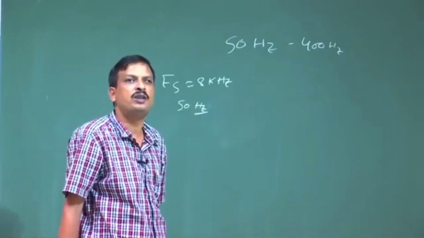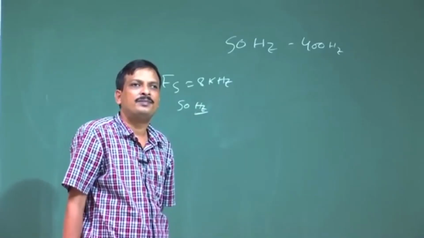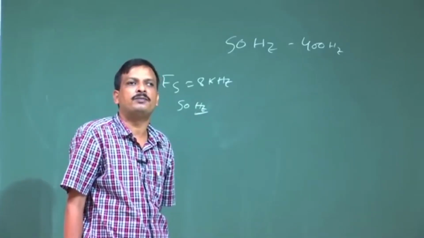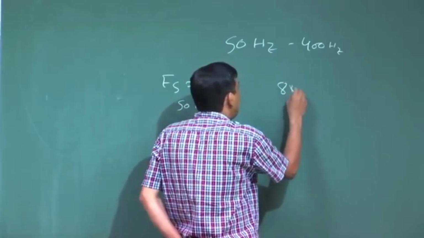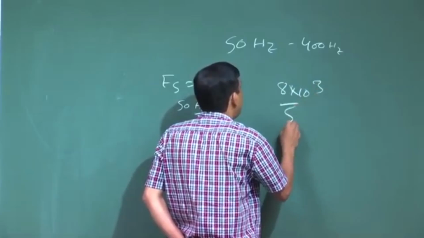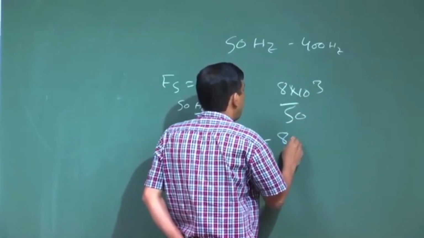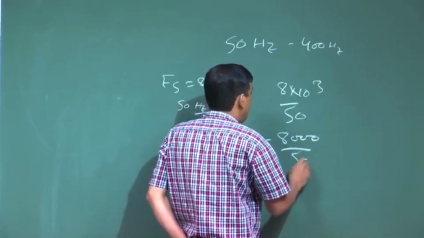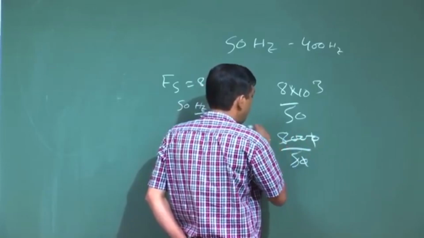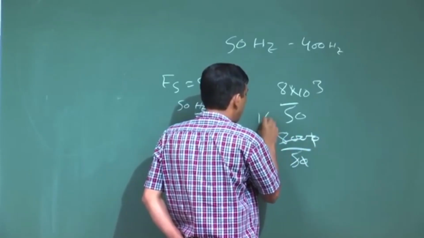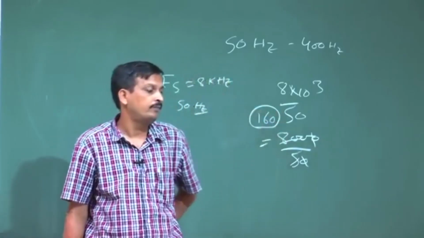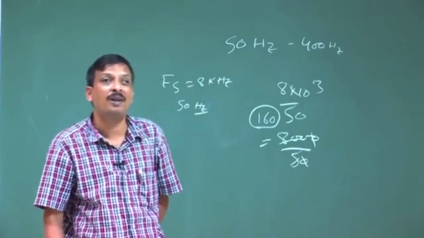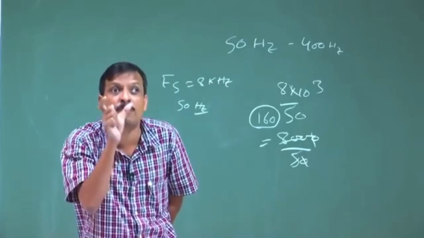How many samples will be there? My F0 is 50 hertz and Fs is 8 kilohertz. So, I can say 8k, 8 into 10 to the power 3 divided by 50. So, it is nothing but 8,000 divided by 50, which is 160 samples in one F0 period.